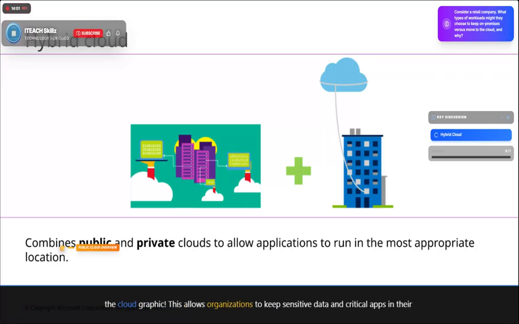This allows organizations to keep sensitive data and critical apps in their own controlled environment while leveraging the scalability and cost-effectiveness of public cloud services for other workloads. It's about strategic placement based on needs like security, compliance, or even just fluctuating demand. So instead of an either-or decision between public and private, hybrid offers a both-and approach, enabling you to optimize your IT resources effectively.